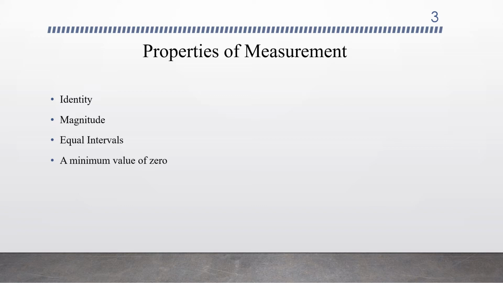The second one is magnitude. It means that if we are measuring any variable, then two successive such measurements can be compared, in the sense that one could be either smaller, larger, or equal to the other one.